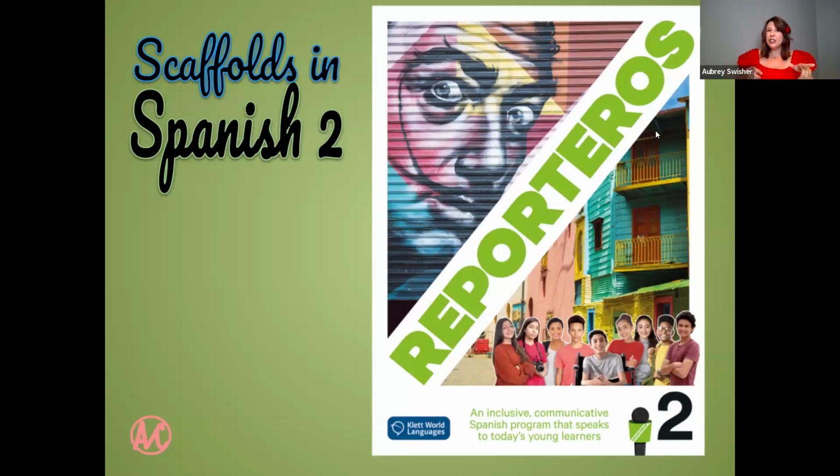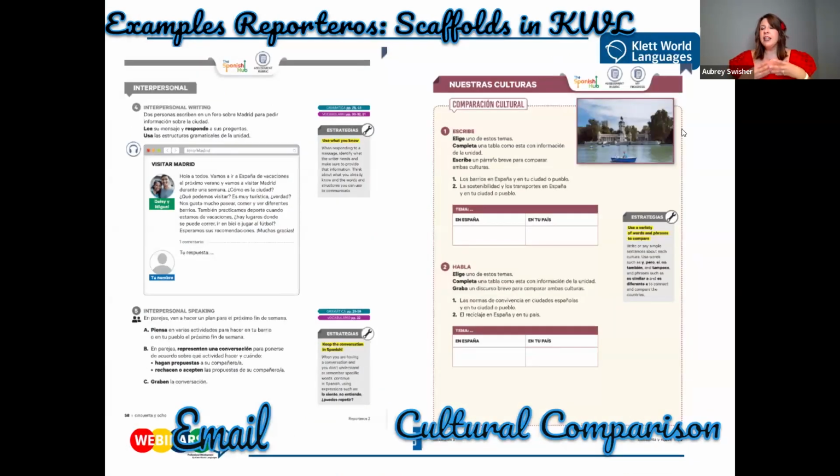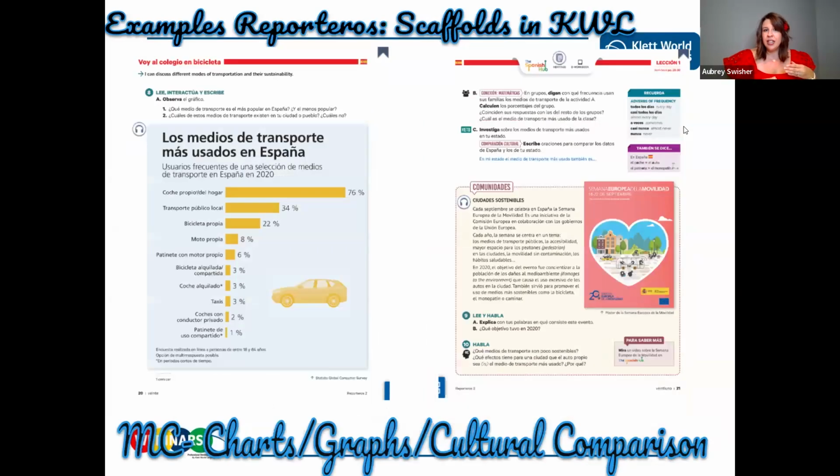All right, so here's 2. Think about what you saw in 1. We'll try to go a little bit faster, but you're still going to have those charts and graphs. The cultural comparison is there. This is familiar, but if you didn't notice, the instructions were in English before in the level 1 book, and now we are going to Spanish. So we're taking that baby step, taking one of the scaffolds away, but this is still geared towards their proficiency level.